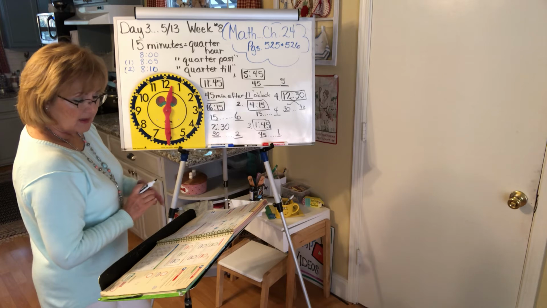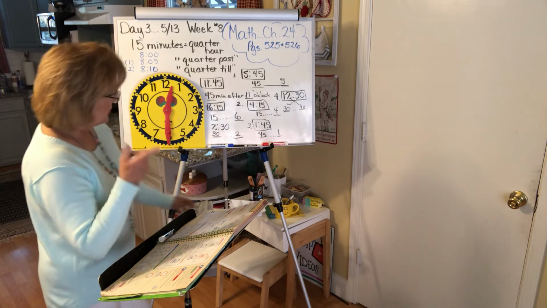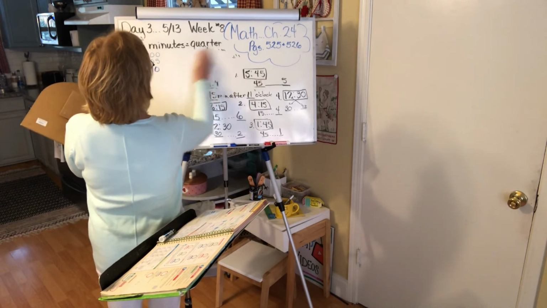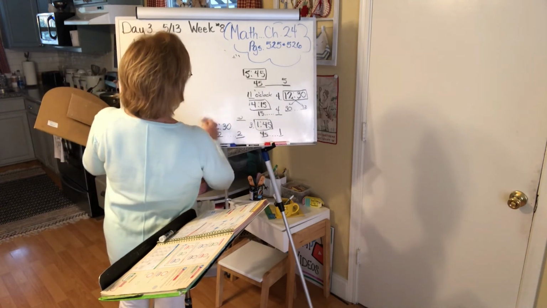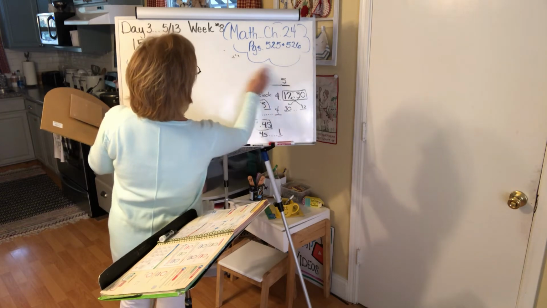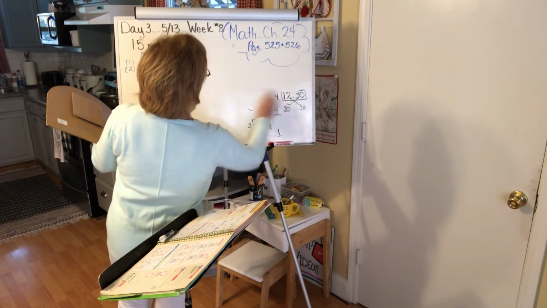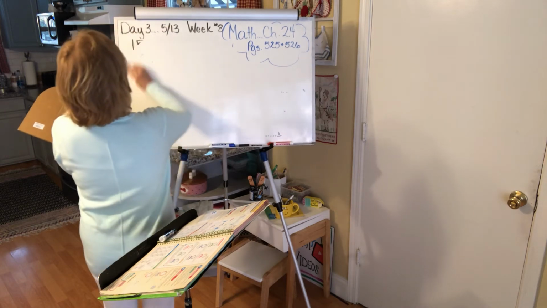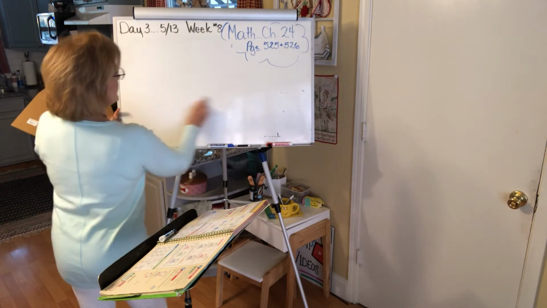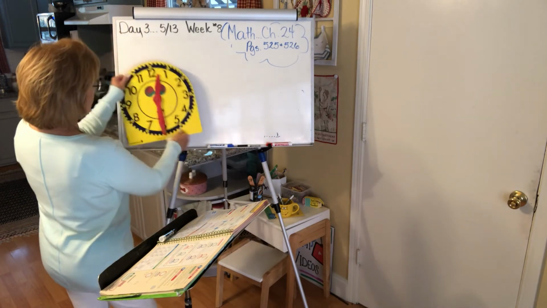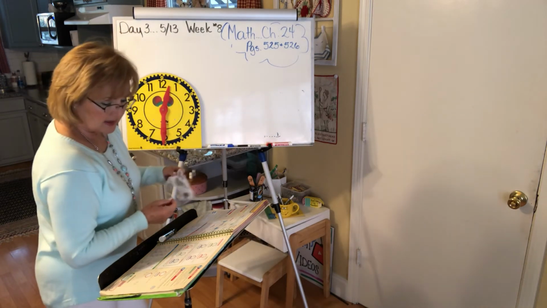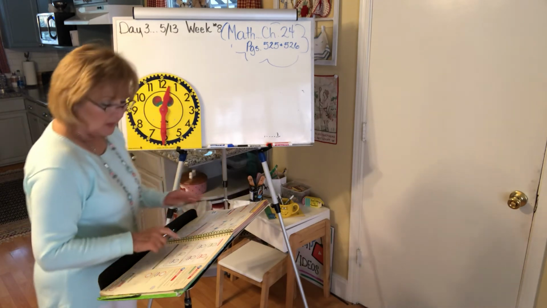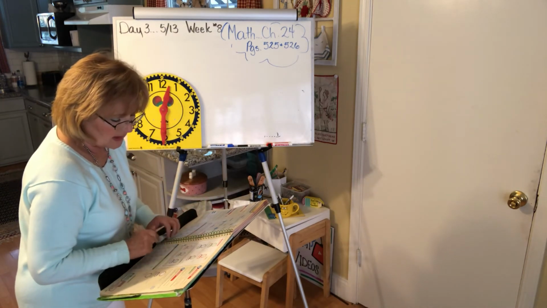Now, on number 5, this is making you think a little bit more. Let me get rid of this. So you're going to have to use reasoning. What makes sense? What is a reasonable answer? A reasonable guess, okay? So let's take a look. It says, look at where the hour hand is pointing. Okay, what time is it?